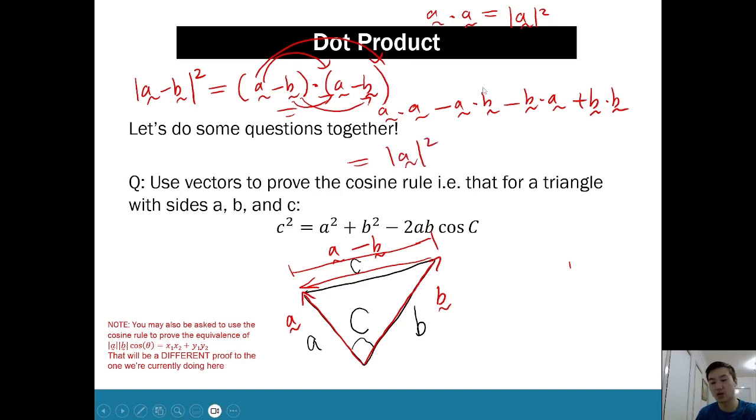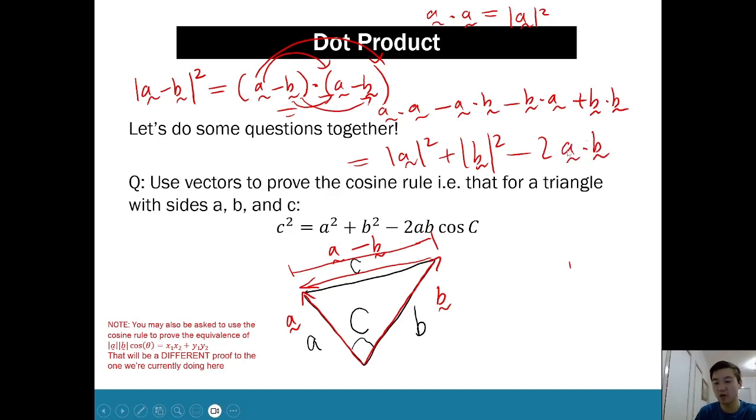And here's the thing, the dot product of a with b is the same thing as the dot product of b with a, using the commutative law. So therefore we can collect those like terms together. This dot product of b with b will simply be the magnitude of b squared. And here we'll get minus 2 times the dot product of a with b.